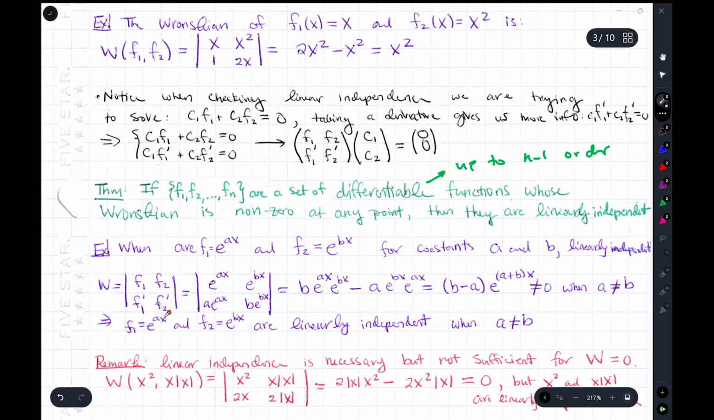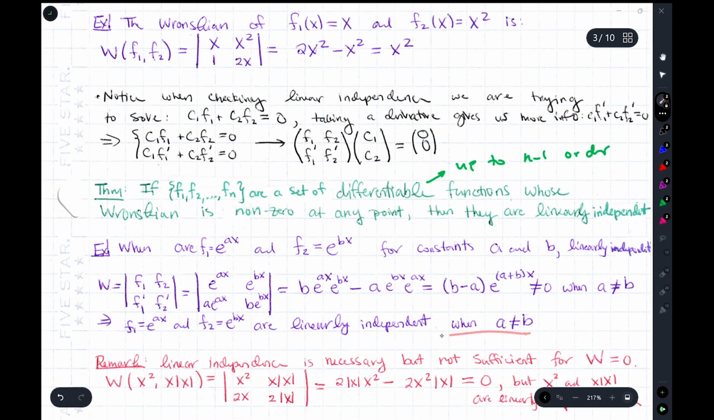So we take the Wronskian by having the function and then looking at the derivative. This right here is the derivative of that, and this is the derivative of that. When you take the determinant, you get this here. You get that this is not zero when A does not equal B, and so we're guaranteed that these two functions will be linearly independent by the theorem above when A does not equal B.